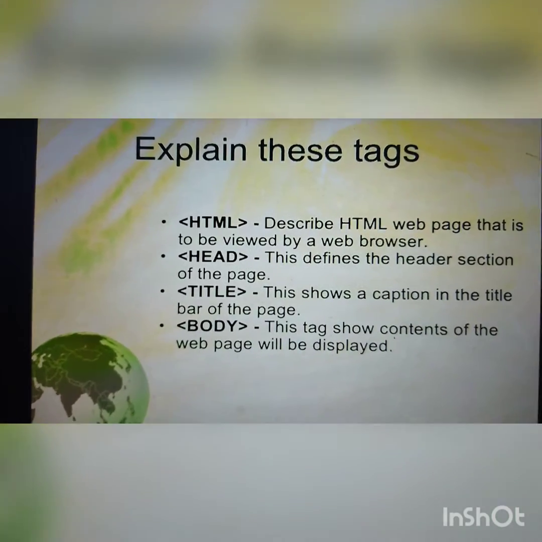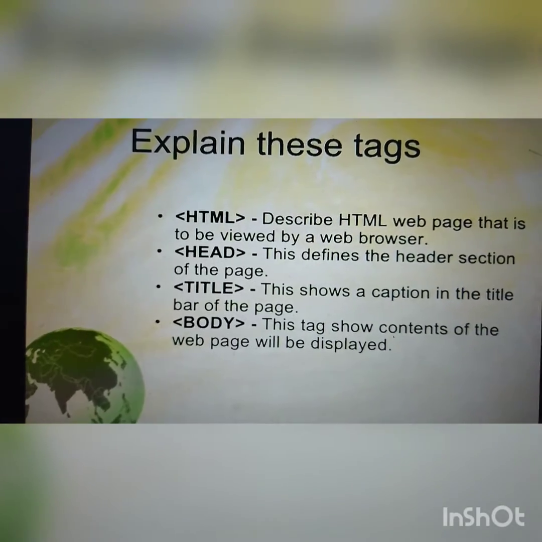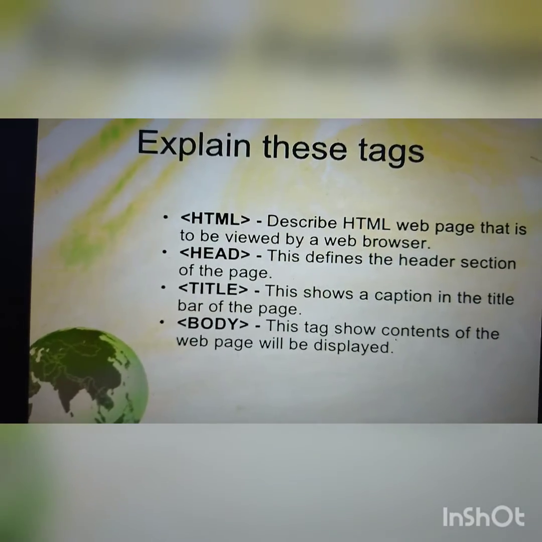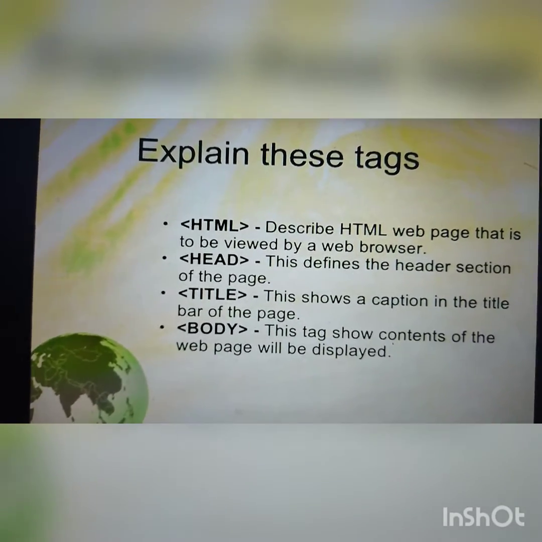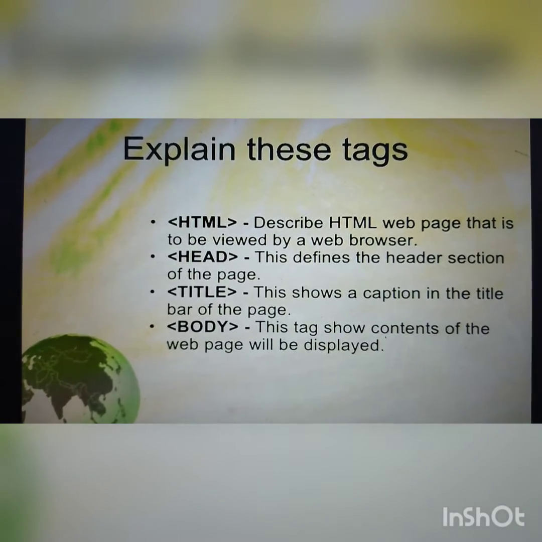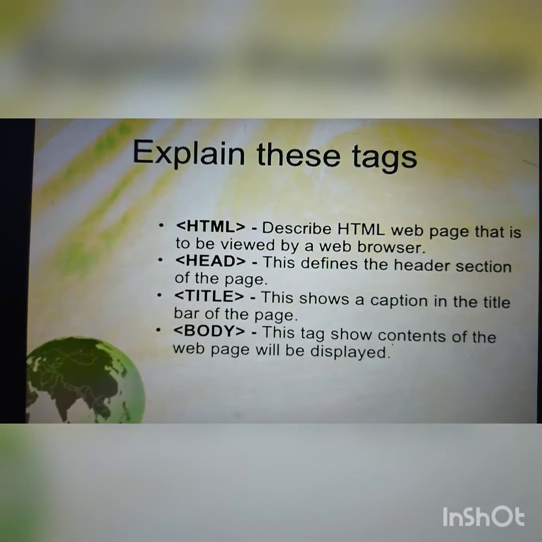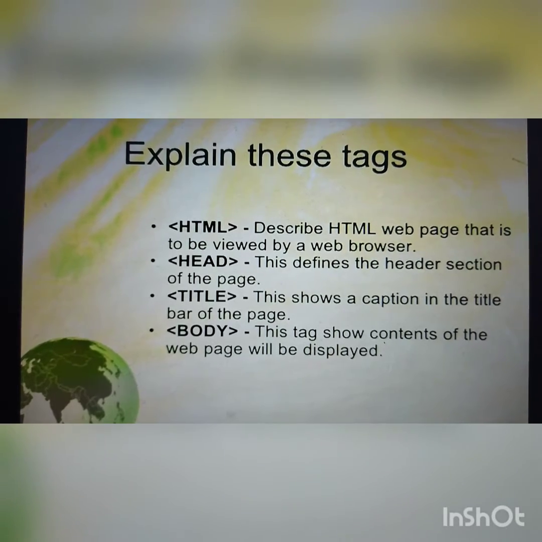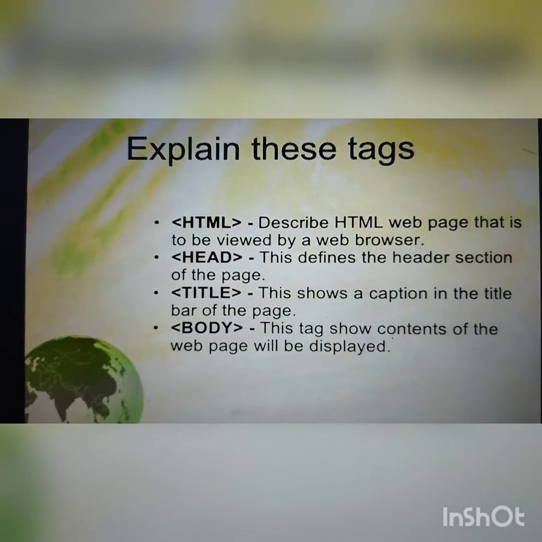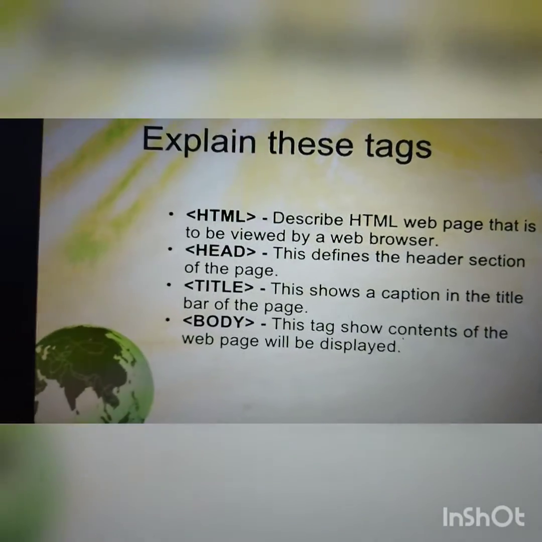Now next, students, you can see the explanation of these tag names. First is the HTML tag, which describes the HTML web page that is to be viewed by a web browser. Then the head tag defines the header section of the page. Next is the title tag, which shows a caption in the title bar of the page. Next is the body tag, which shows the contents of the web page. Whatever content you write inside the body tag will be displayed.